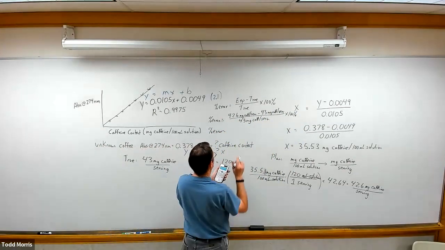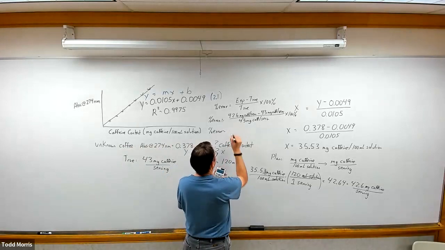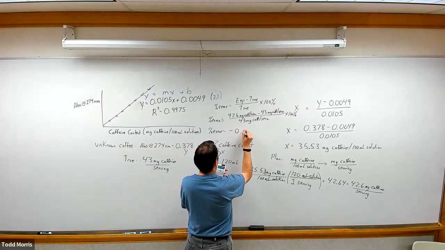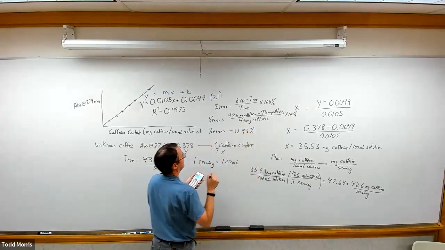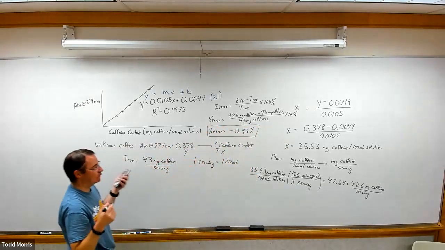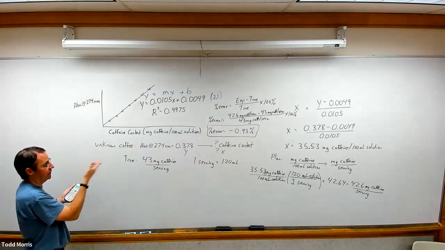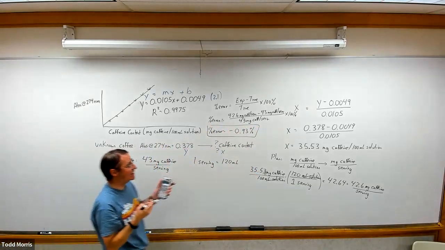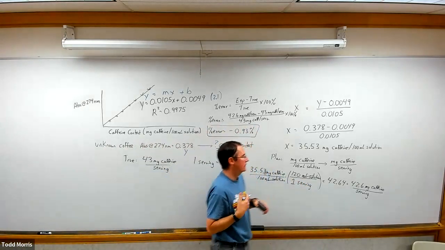And we get a value of about negative 0.93%. So percent error, negative 0.93%, is less than 1% relative difference between my experimental value and the true value. And it's a negative number, which means that my experimental value is less than the true value.